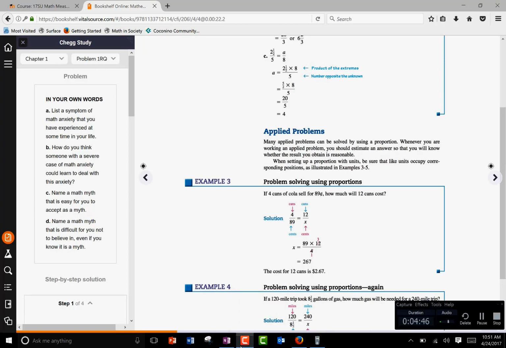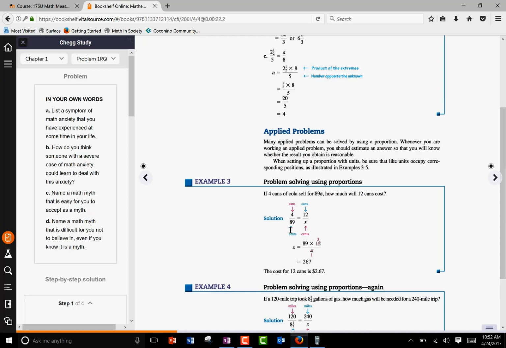On all of these, what you want to do is be consistent. When I look at this, I see my 4 cans and I see a price. Then I see 12 cans and I'm missing a price. When you set these up, if I put the 4 cans on the top on one side, on the other side it needs to be cans. And notice it says that in your book, it has cans on top on both of them.